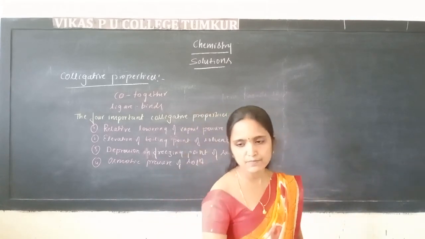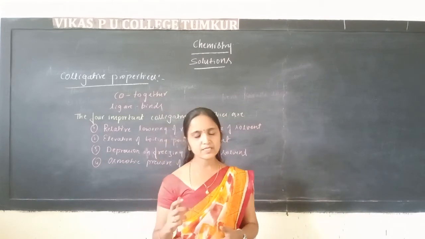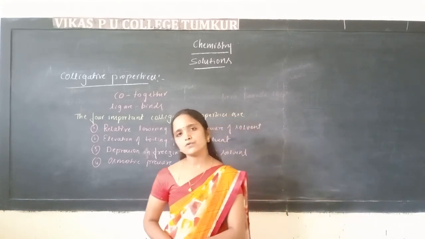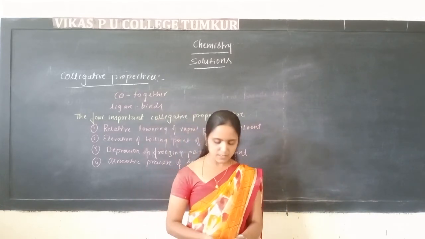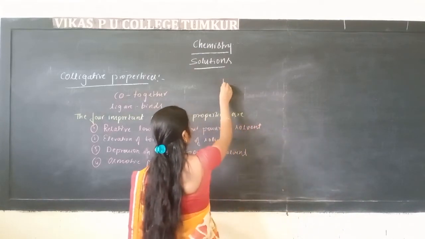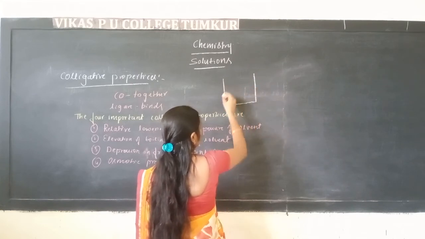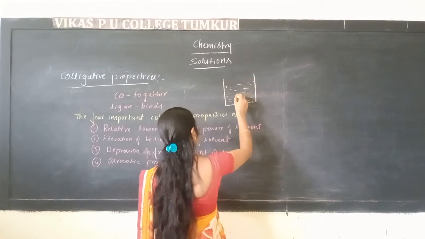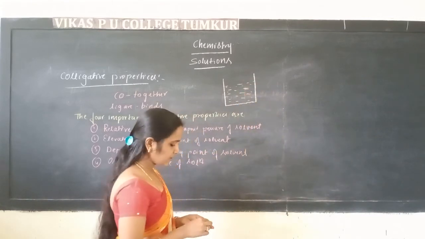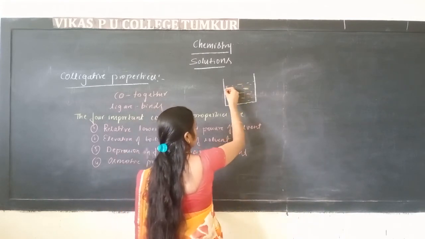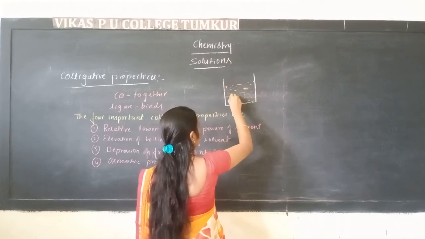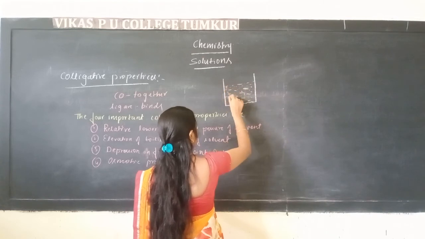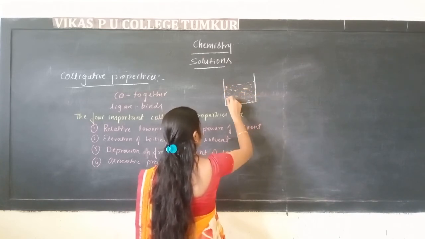It is observed that when a non-volatile solute is added to a volatile solvent, the vapor pressure of the solvent is going to be lowered. Why? Because if we add a non-volatile solute to a volatile solvent, whatever I mentioned as dots, we call the solute particles. The solute particles in the solvent together we call a solution.